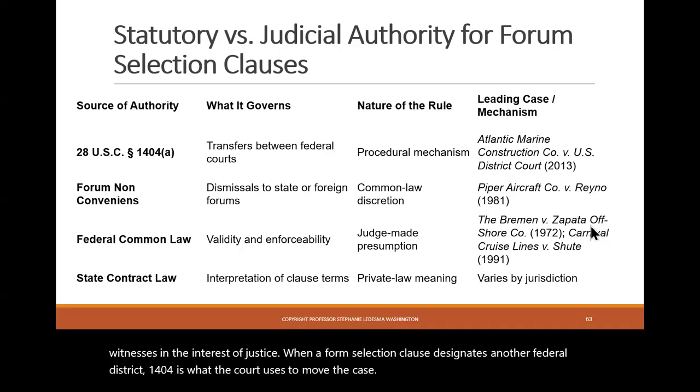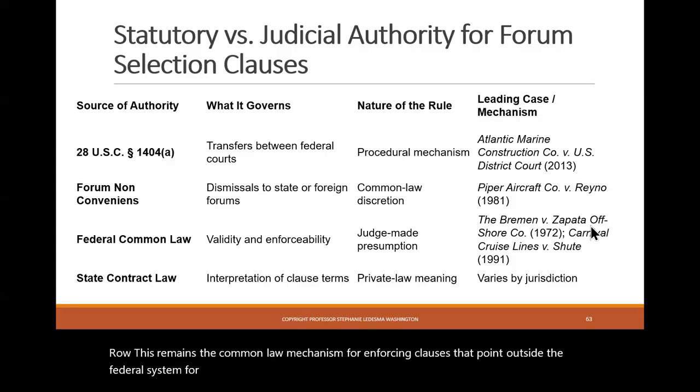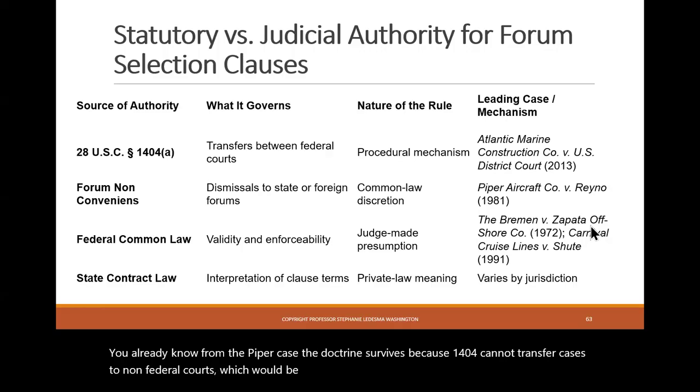Second, let's look at the forum non conveniens row. This remains the common law mechanism for enforcing clauses that point outside the federal system. For example, to a state or foreign forum, right? This, you already know from the Piper case. The doctrine survives because 1404 cannot transfer cases to non-federal courts, which would be what is required if we're dismissing it in a U.S. federal court so that it can be filed in a court outside of the United States.